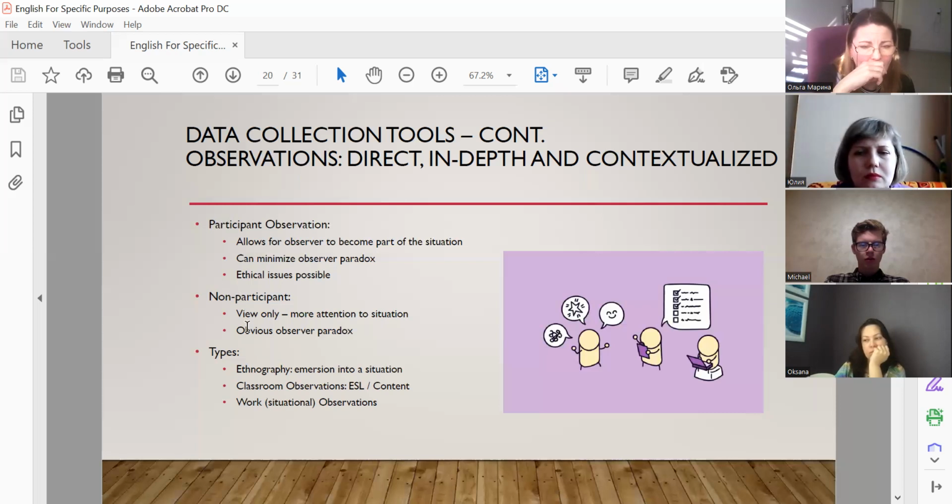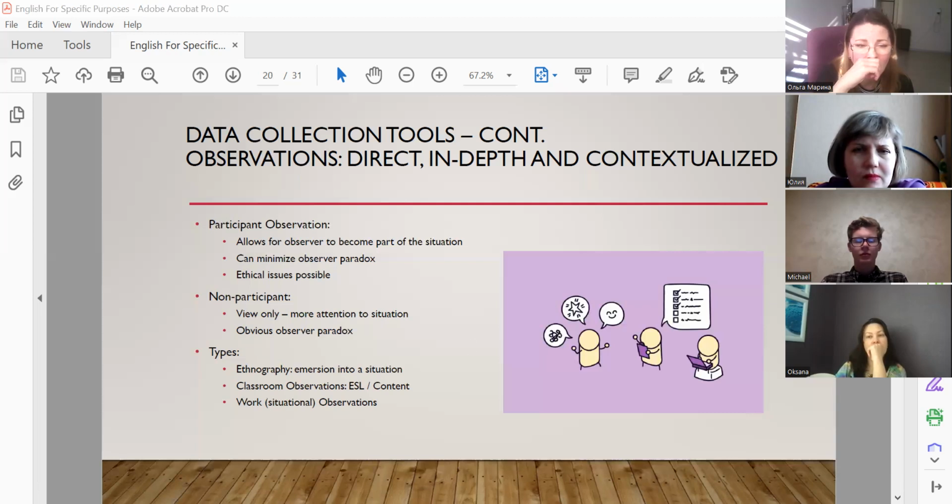And types: ethnography, immersion into a situation, classroom observation, could be for specific purposes or content, or work situational observation. So if you're designing a business English course, you can go to the organization, of course in agreement with their CEO or their managers, and observe what it is like, how they spend their day, to understand them. So they are business professionals, and what is it that they do?